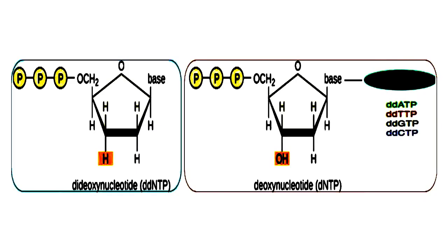This slide refers to the chemical structure of dNTPs and ddNTPs. As we show, dNTPs contain a hydroxyl group, while ddNTPs contain hydrogen instead of a hydroxyl group.